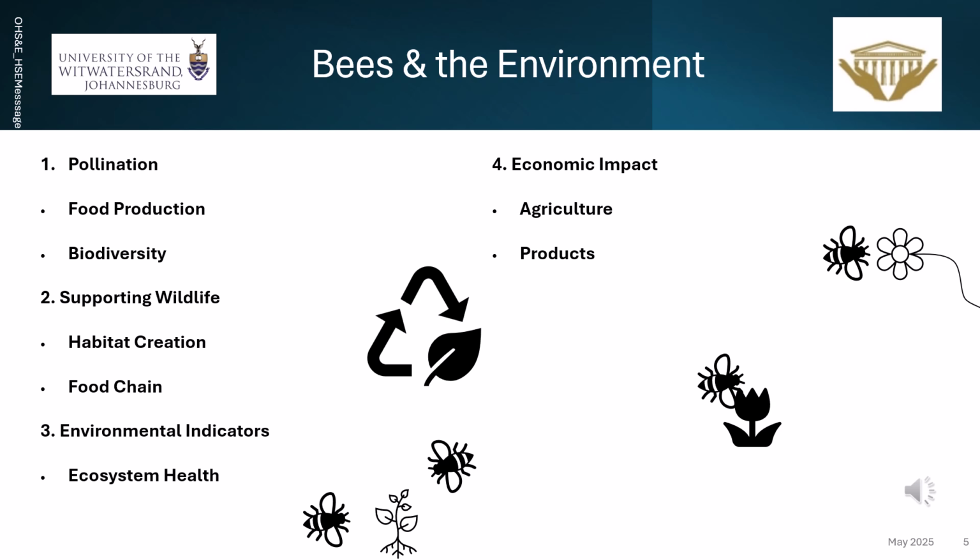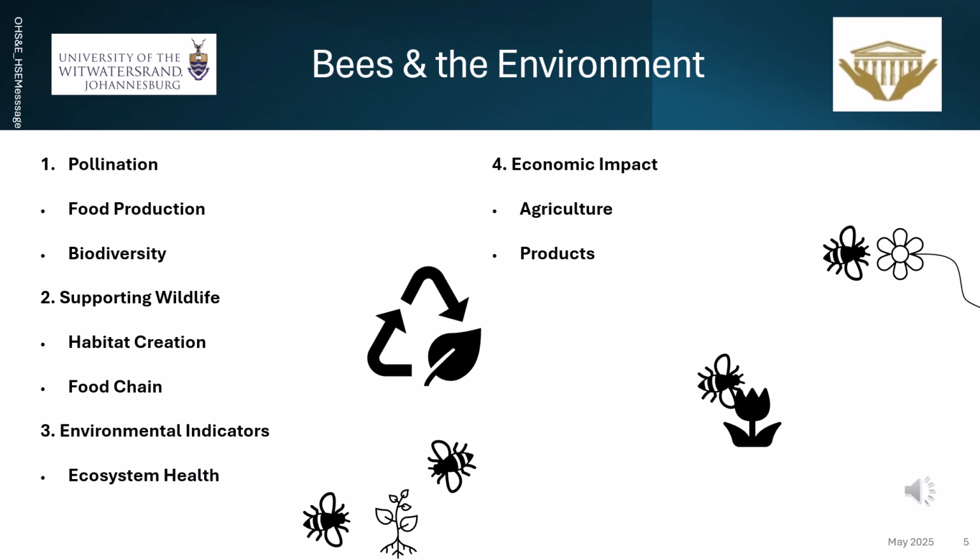Biodiversity. By pollinating a wide variety of plants, bees help maintain the diversity of the plant life, which supports healthy ecosystems. Supporting wildlife. Habitat creation. The plants that the bees pollinate provide food and shelter for other animals. For example, many birds and insects rely on these plants for survival. Food chain. Bees themselves are a food source for other animals, including birds and small mammals.